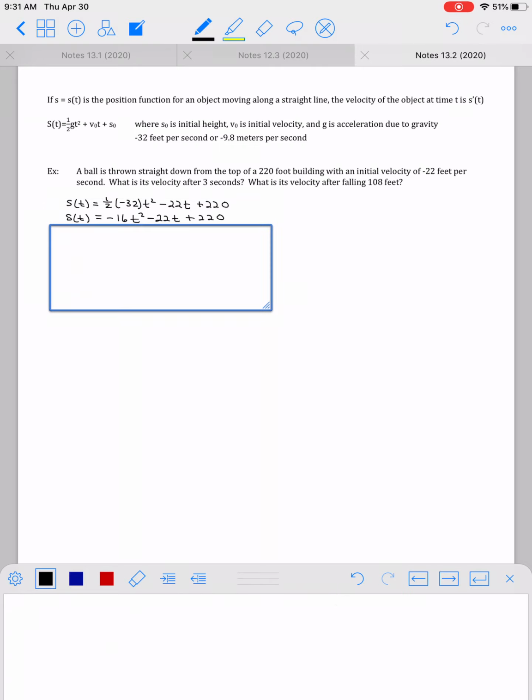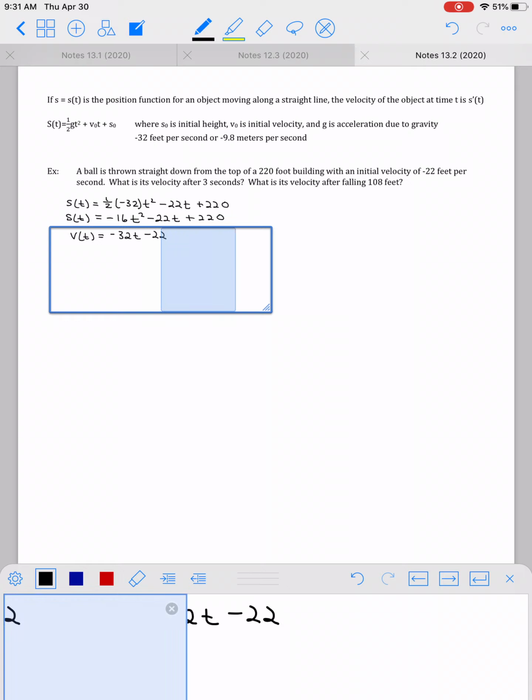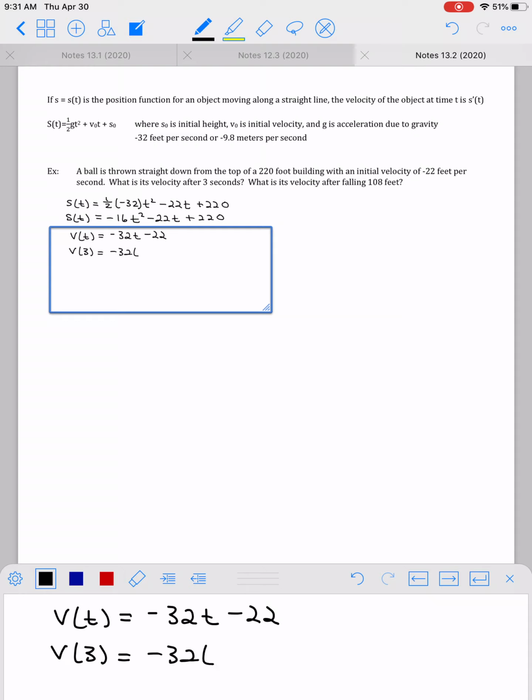So when we want the velocity, we're going to take the derivative of the position function. So that would be negative 32t minus 22, and I did that using the power rule. And we want to know the velocity after 3 seconds. So that means I'm going to plug 3 into the velocity function. So negative 32 times 3 minus 22. And that's going to give me negative 118 feet per second.